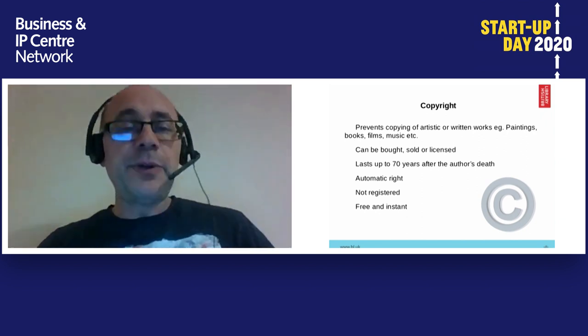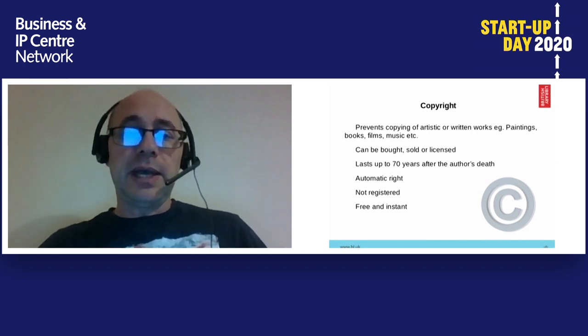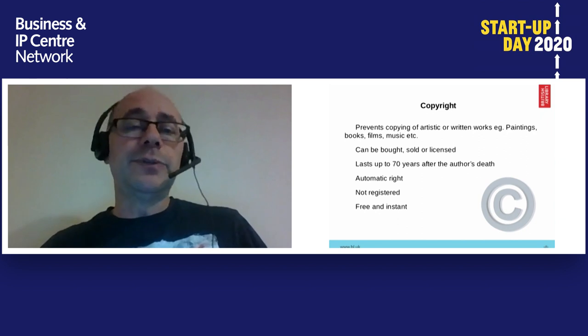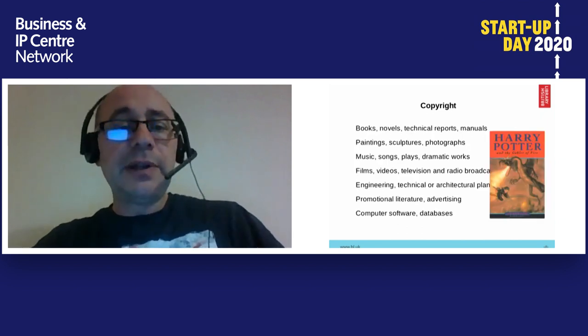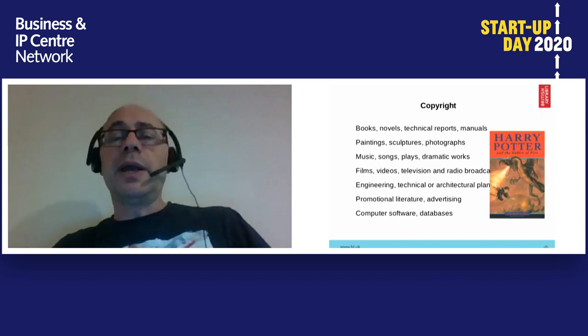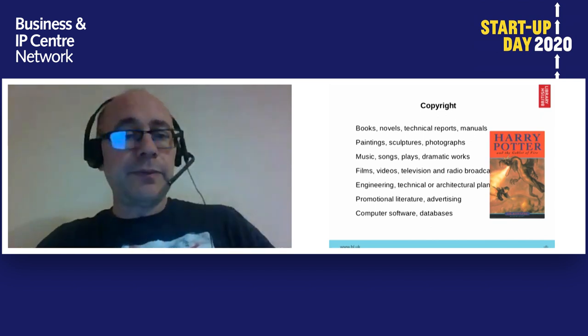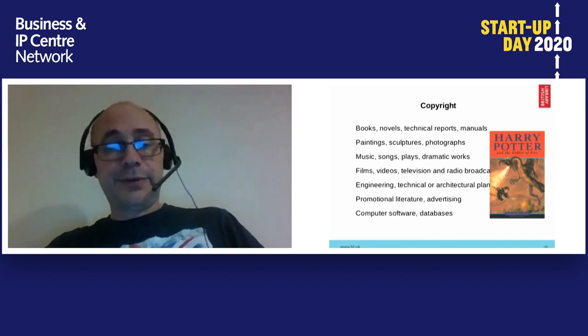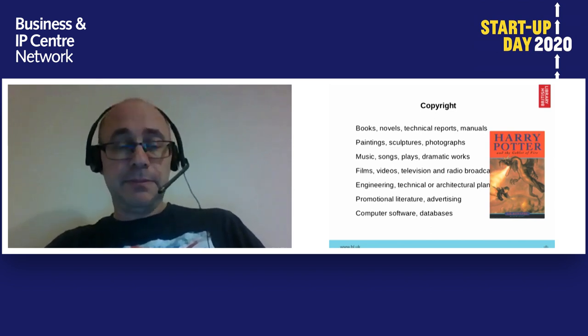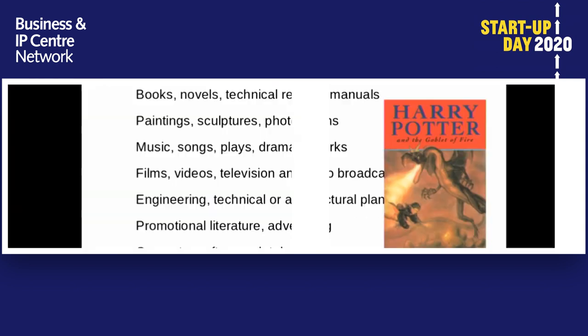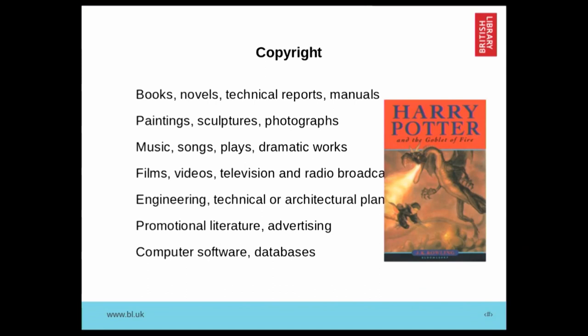Copyright, at its most basic, prevents the copying of artistic or written works: paintings, books, films, music. Now, I think if I'm not mistaken, here we go. Here's a list of all the different things copyright covers. Technical reports, manuals, paintings, sculptures, photographs, music of all kinds, songs, plays, dramatic works, films, videos, TV, radio broadcasts, even down to some technical areas, engineering, architecture in particular, copyright applies. The commercial realm, promotional literature with advertising, and even in IT, so computer software, and there's something called database right, as a form of copyright, that all applies in those sectors as well.